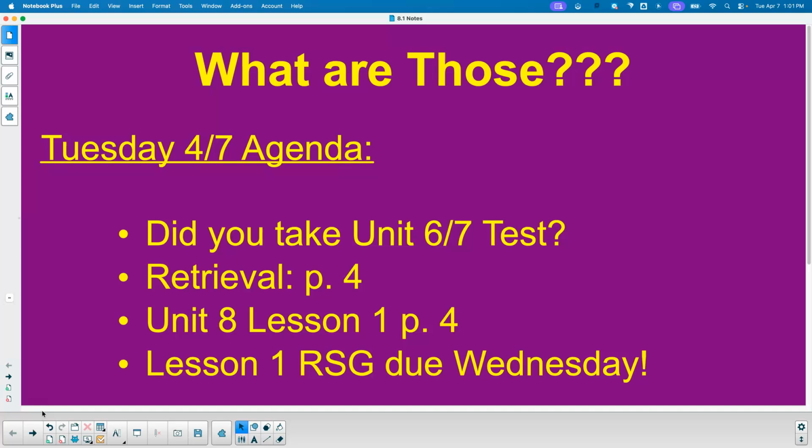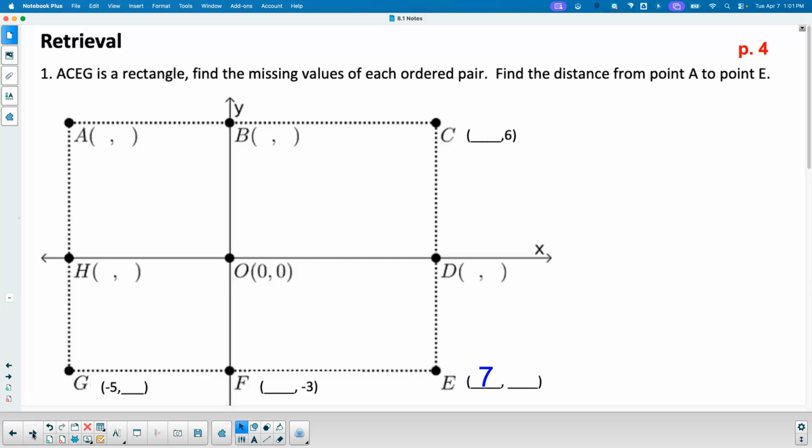So if you put your homework packets away, because I don't want to see the pinkness out right now, I want to see nothing but your note packets out. Then if we start on page 4 with the retrieval, you will have to add this 7 right here in the x part of letter E in order to complete this one. Add that in there, and then fill in those coordinates, please.